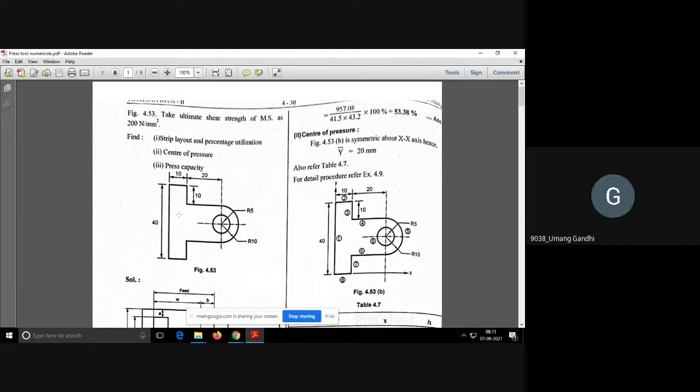This small distance is 10. No, just go on reading. 40. Can you see my cursor? How much is this dimension? 10, sir. Then 20, 10, this is radius 5. Normally we don't give dimensions like radius 5 for a hole. This is wrong dimensioning. We have to give the diameter. So here we have to say dia 10. This is dia 10, and this is radius 10. This is correct because this is a radius, it's not a circle. Yes, sir.